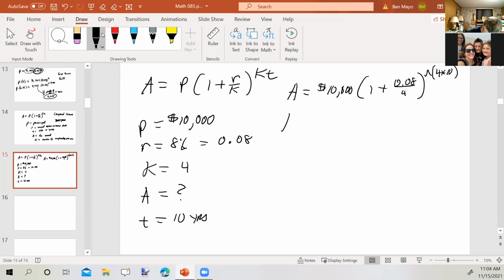So, for example, this one, I could do this. 0.08 divided by 4 is 0.02, and 4 times 10 is 40. Okay. I could further write it like this.